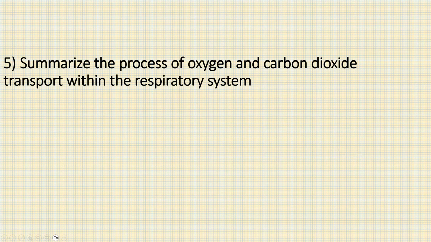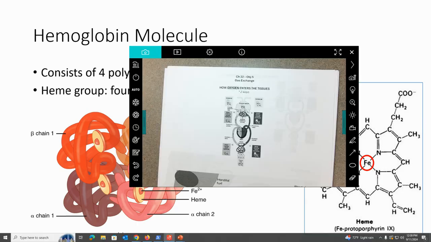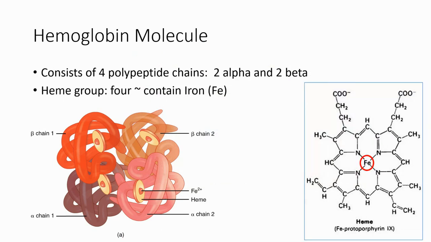Hello, this video is going to go over Chapter 22, Objective 5, which is the process of oxygen and carbon dioxide transport within the respiratory system. So let's first talk about the hemoglobin molecule.